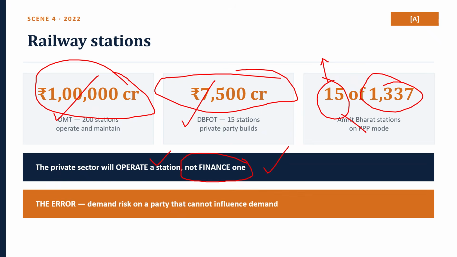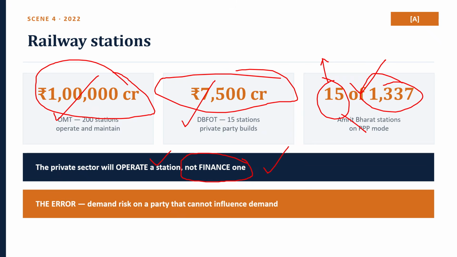So comes point two, the honest scale check. Of the 1,337 stations identified under Amrit Bharat stations, only 15 are PPP model. PPP is not the main instrument of station redevelopment in India. It is a targeted instrument for the largest commercially viable stations.